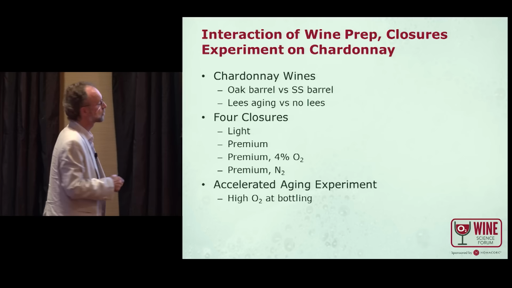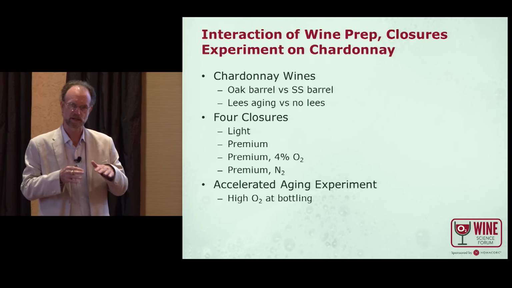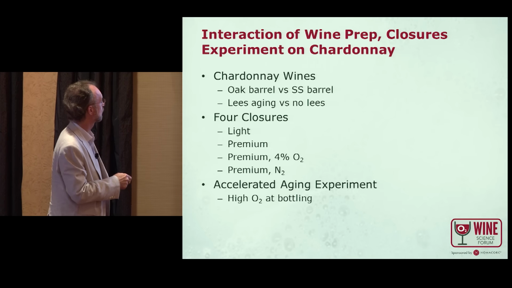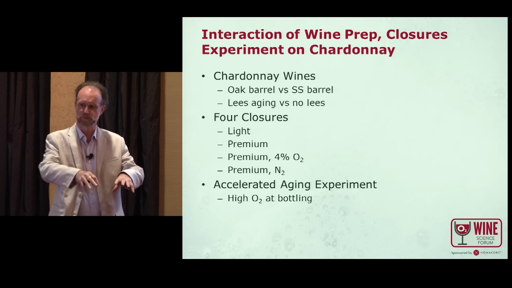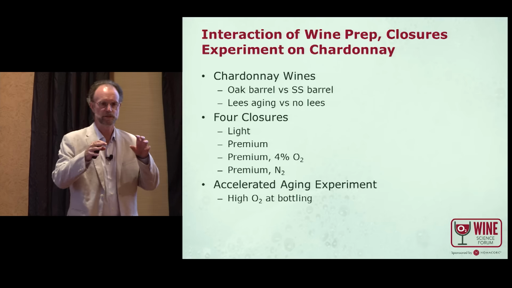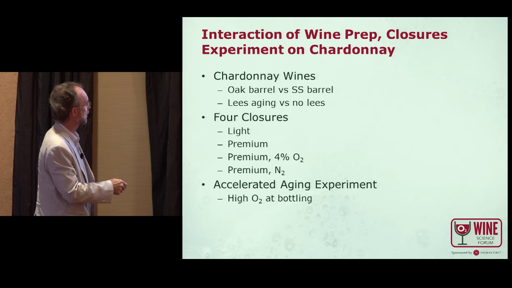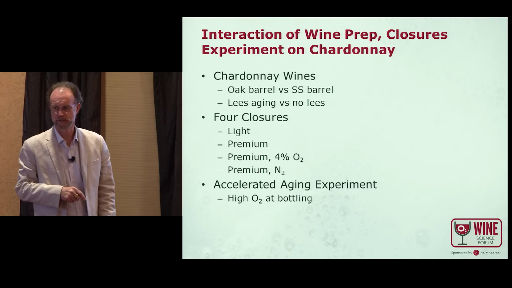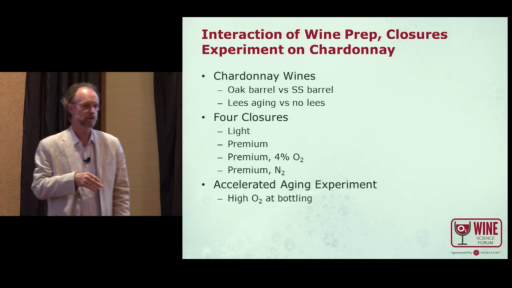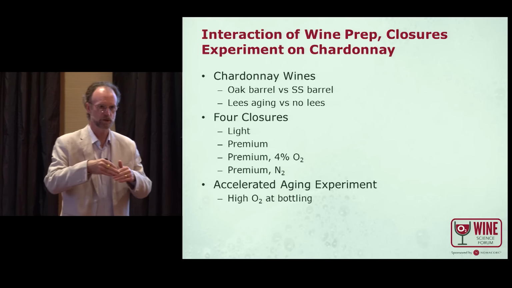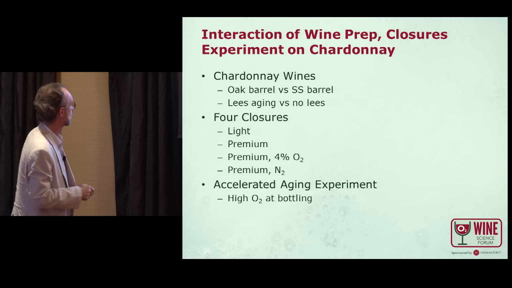Now let me explain the closures here. So we actually had 2 different closures, but with one of them we had a premium which lets in less oxygen. And so that's different from light. And then we put the bottles with some of the premium closures into metal barrels, and we purged the air out of those barrels, and we put in either 4% oxygen or pure nitrogen, okay? So in theory here, this closure should have no oxygen coming through once the oxygen gets out of the closure, right? There shouldn't be anything coming through into the wine.